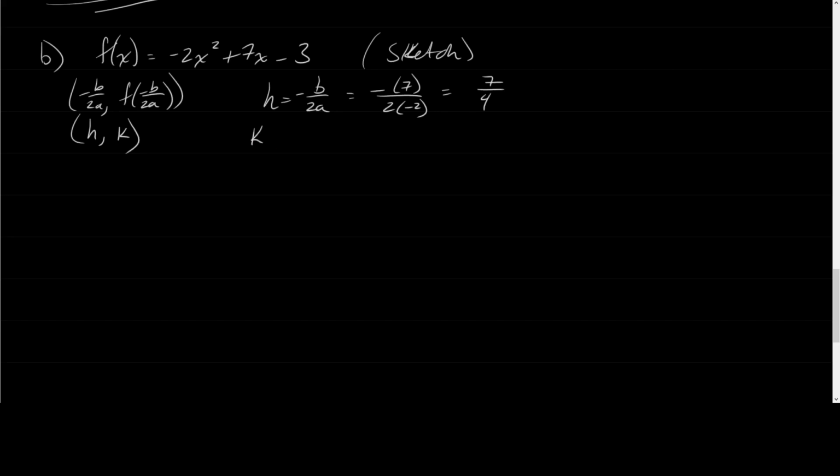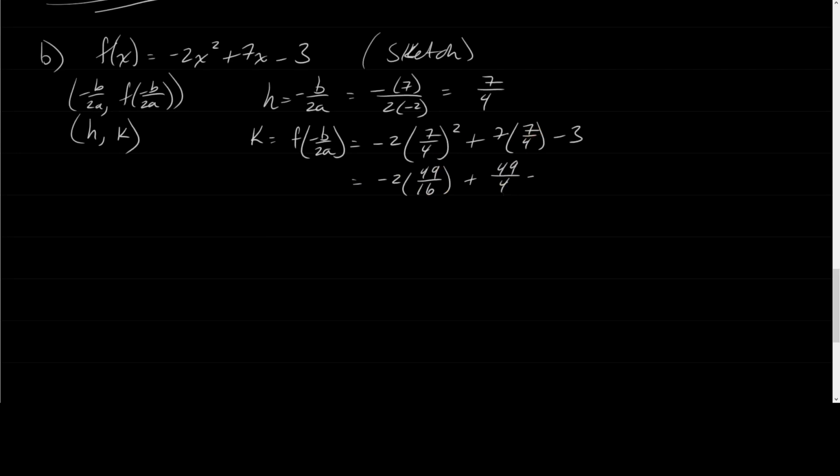All right. What else do we know? We know that k is f of negative b over 2a. So in this case it would be negative 2 times 7/4 squared plus 7 times 7/4 minus 3, which gives me, well, 7/4 squared is 49/16. 7 times 7/4 is 49/4. We have that minus 3. Finally here, this is negative 49/8, right? Plus 49/4 minus 3.